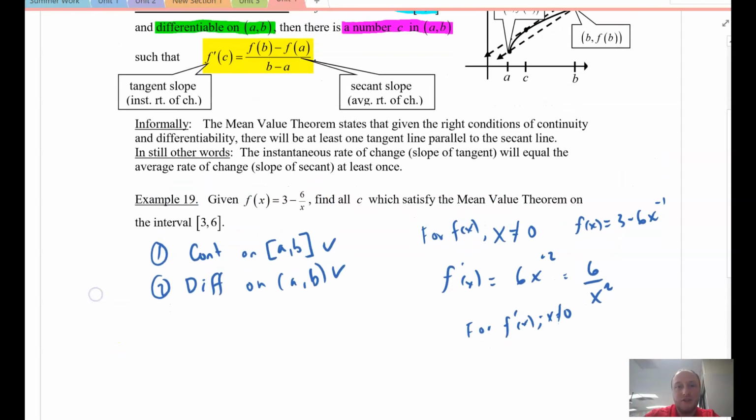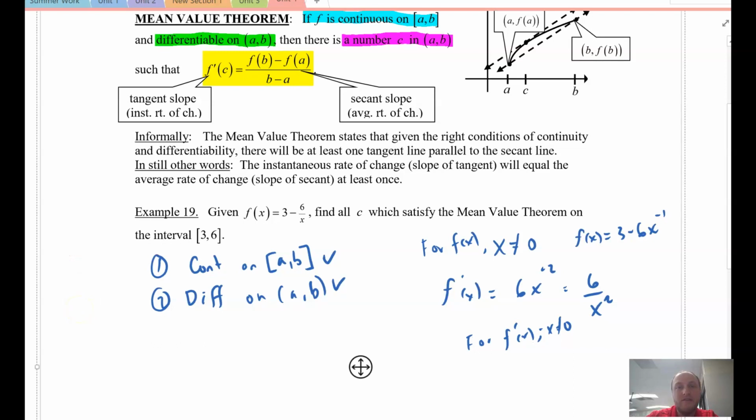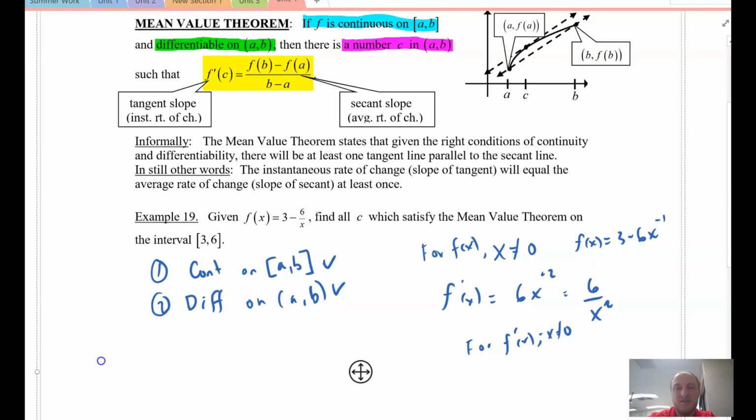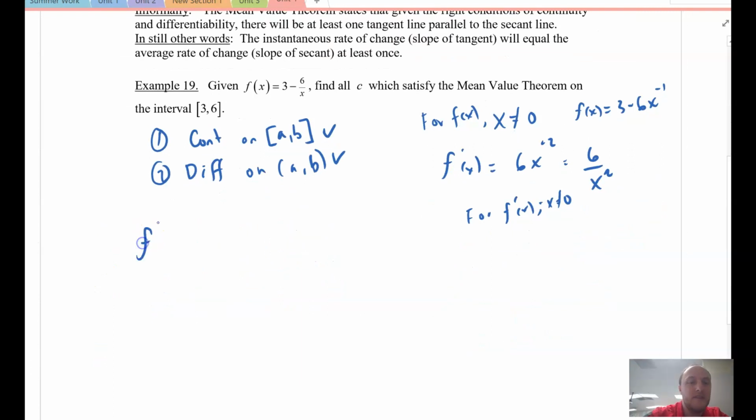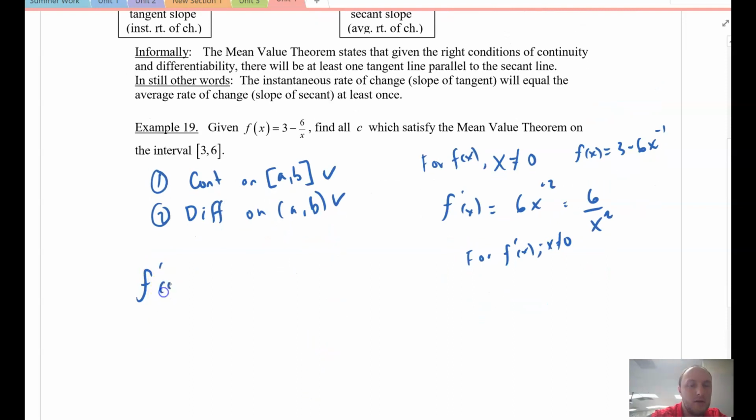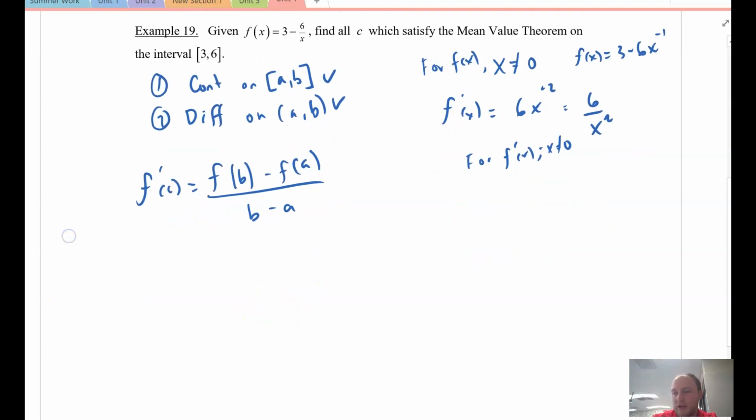All right, now part 3. Now that I've satisfied my conditions, the mean value theorem is guaranteeing a c on the interval a to b such that these two things are true. Here's the mean value theorem: f prime of c is equal to f of b minus f of a over b minus a. So we're going to plug in values: f of 6 minus f of 3 over 6 minus 3.